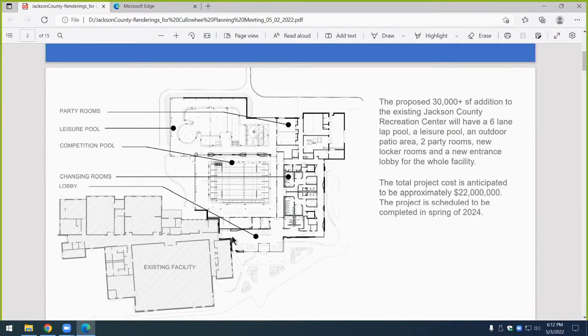I believe you've seen several of these renditions, but I'll go through this relatively quickly. Just a reminder to the board, this is a 30,000 plus square foot addition to our 20,000 plus existing facility. We are talking about two pools, a 6-lane lap pool and also a leisure pool. We will have some party rooms there. We're also looking at two sets of bathrooms that will have saunas, showers, and things of that nature. And then obviously a new lobby and entrance area.